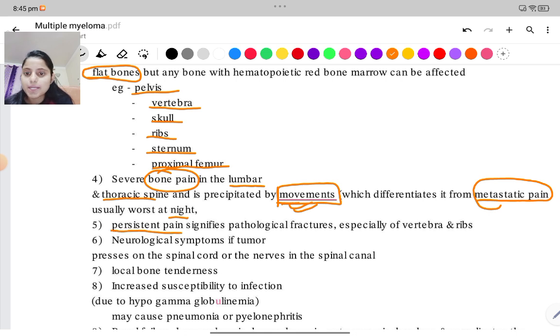When there is persistent pain, it signifies the pathological fracture, especially of the vertebra and the ribs. If the tumor presses on the spinal cord or the nerves in the spinal canal, neurological symptoms can be seen. Local bone tenderness is seen.